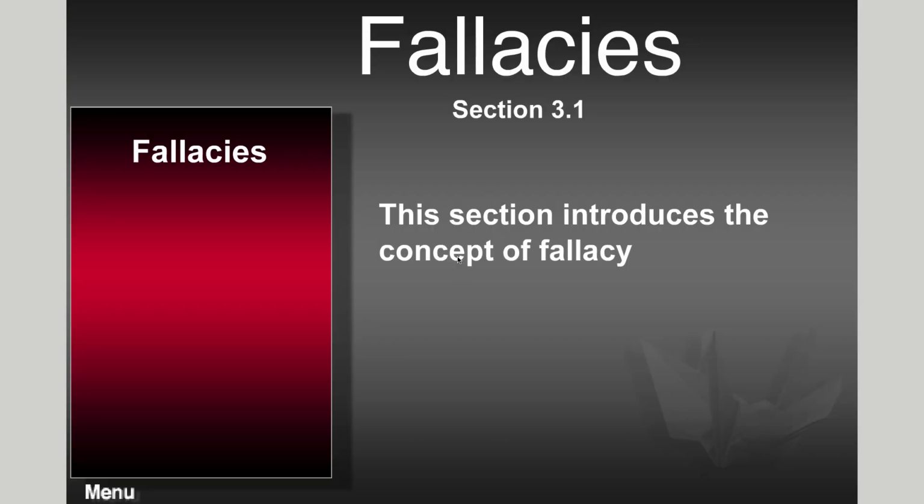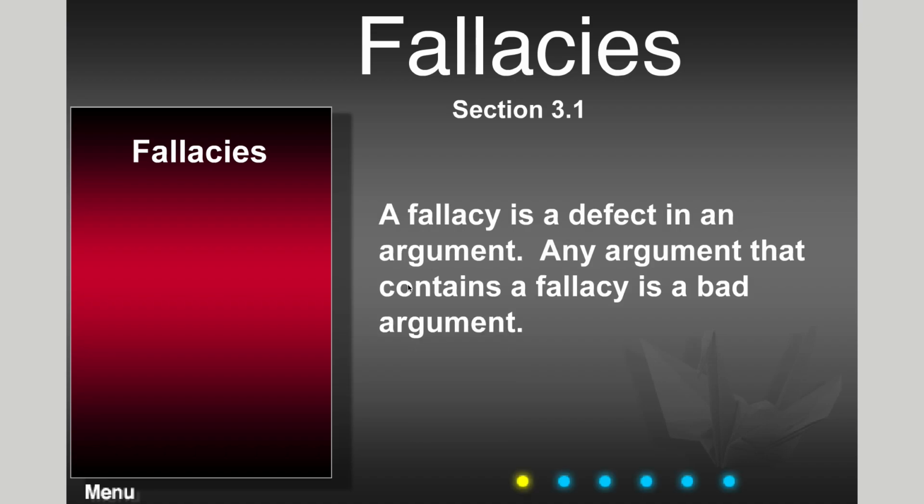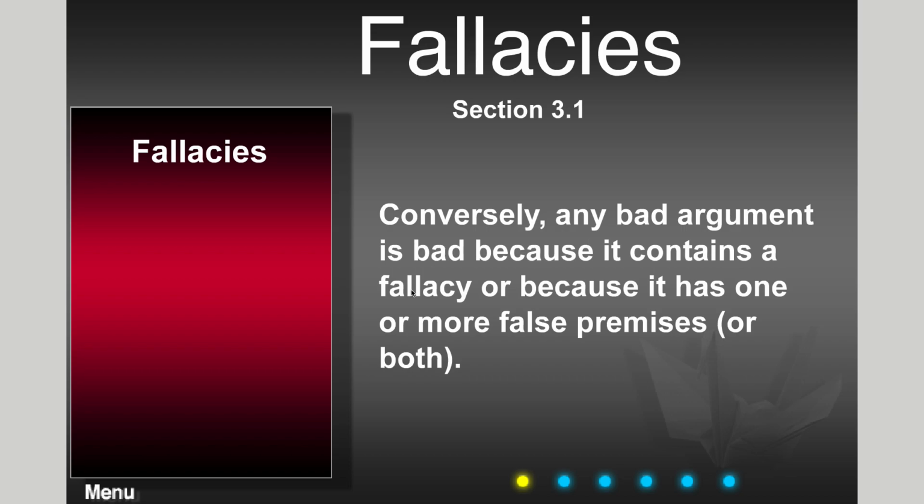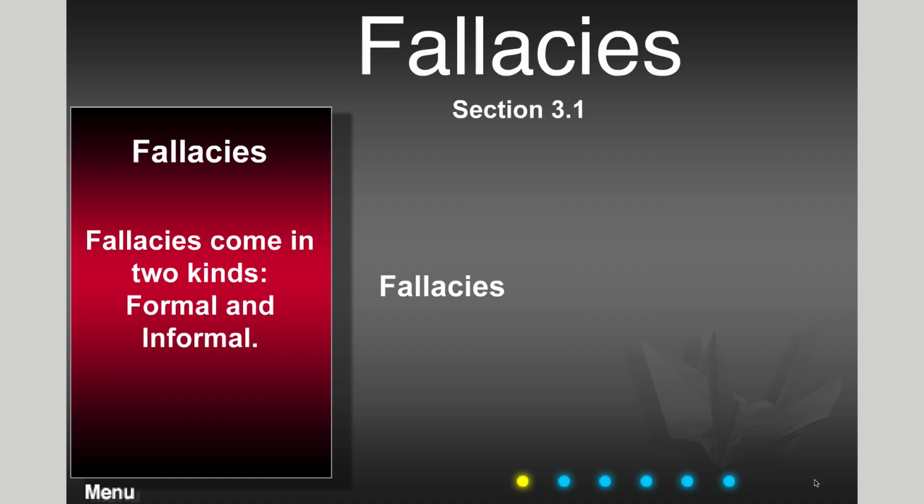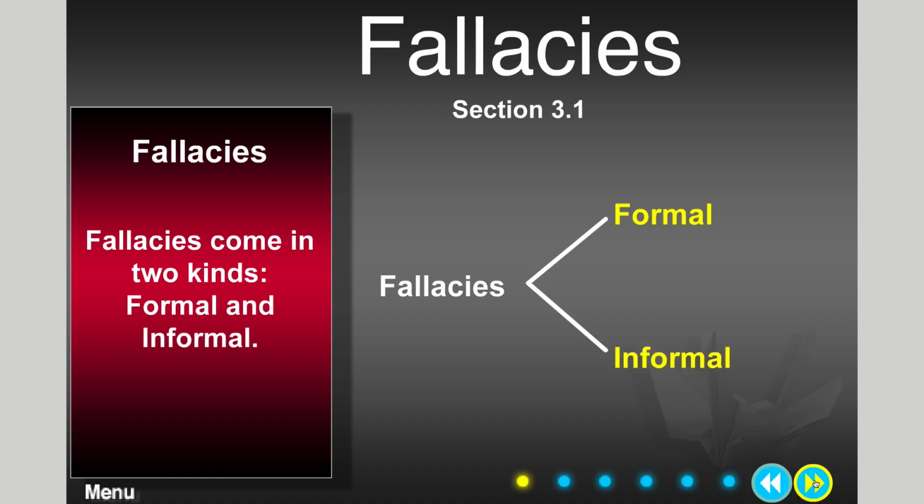This section introduces the fallacy, which is a defect in an argument. Any argument that contains a fallacy is a bad argument. Conversely, on the other hand, any bad argument is bad because it contains a fallacy or because it has one or more false premises. Okay? We'll get to this. Fallacies come in two kinds. There's formal and then there's informal, as you see on the screen.